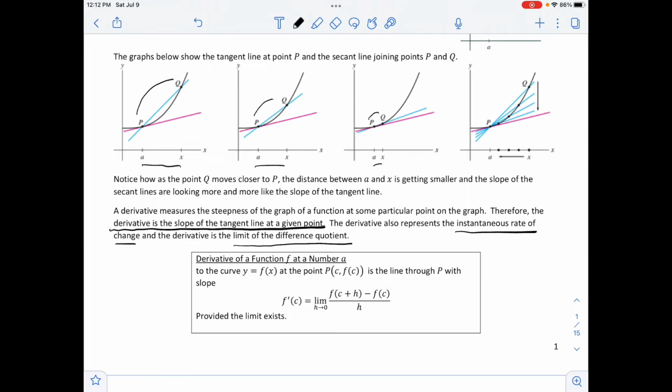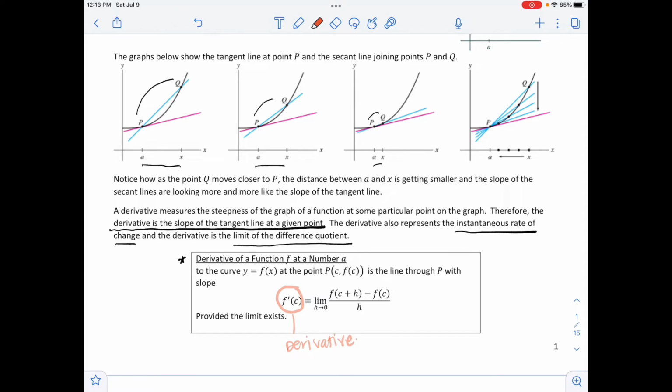The derivative of a function f at number a says that the curve y equals f of x at point P equals c comma f of c is the line through point P whose slope is f prime of c, right here. This is explaining that we have a derivative. We'll see in a little bit that there are different ways to write derivatives, and this is one of them. This little prime tells you that it is a derivative or a first derivative. And this is going to be our definition of a derivative.